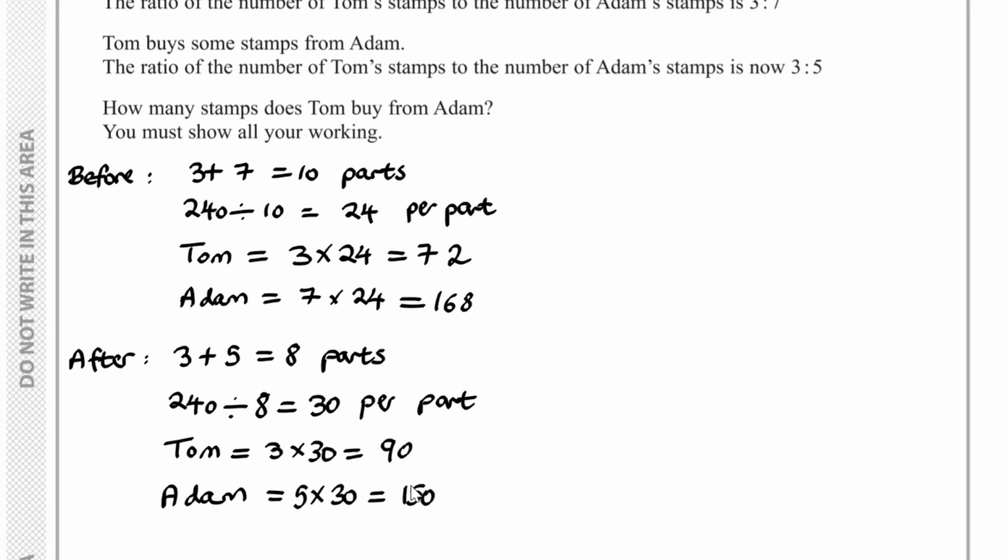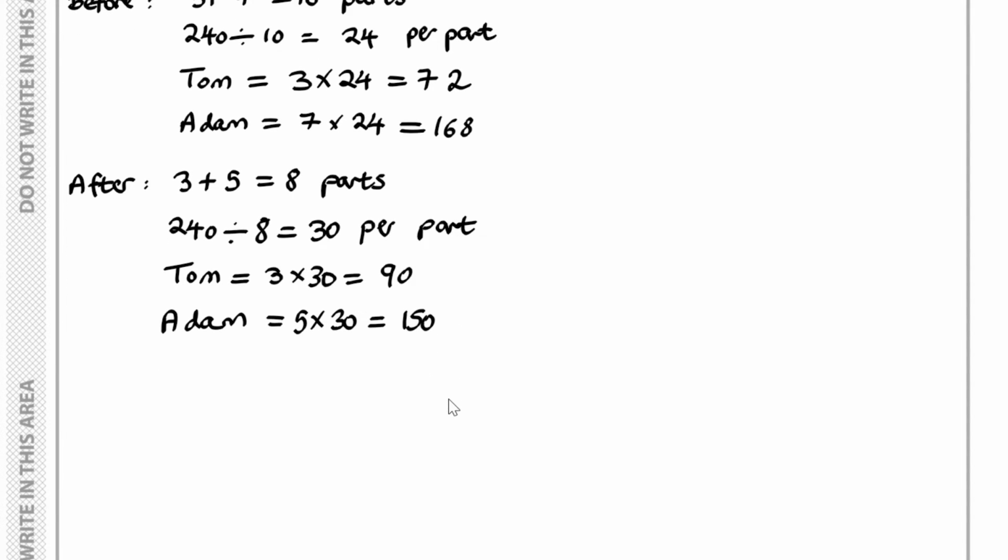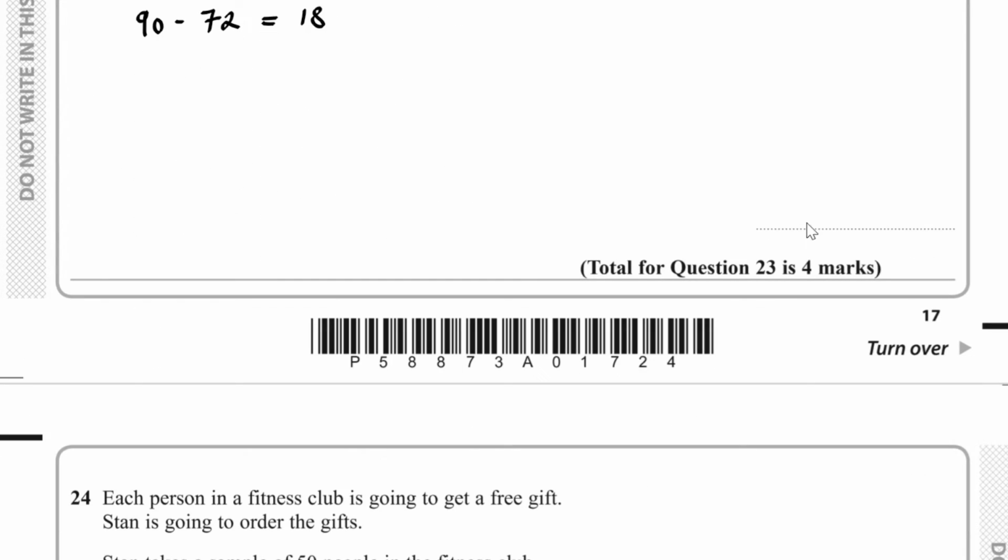So you can see Adam has lost 18 stamps, whilst Tom has gained 18 stamps, and we can confirm that by working out the difference. 168 minus 150 is the number of stamps Adam lost, which is the same as the number that Tom gained. 90 take away 72 is 18. So we have 18 stamps which Tom bought from Adam.